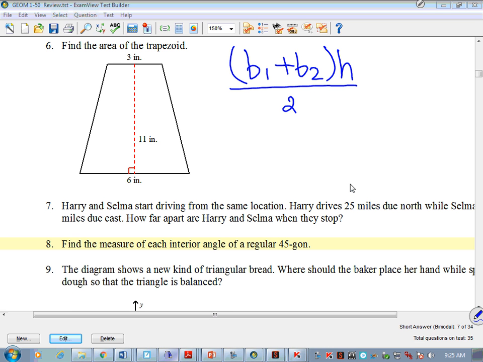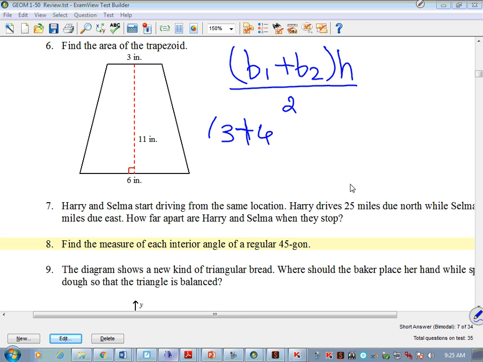We divide by 2 in area of a rhombus. We divide by 2 in area of a triangle. We divide by 2 in area of a trapezoid. So when in doubt, divide by 2. Base 1 plus base 2. In this, what is base 1? I've got 3 or 6. You're both right. I typically put the top one if it's up and down. So we would get 3 plus 6.